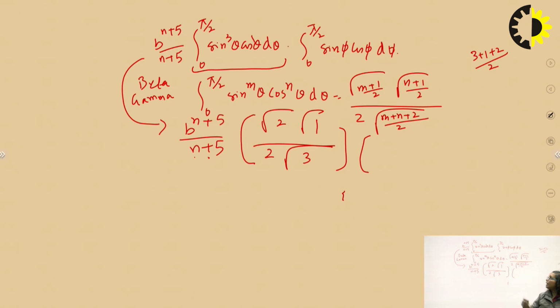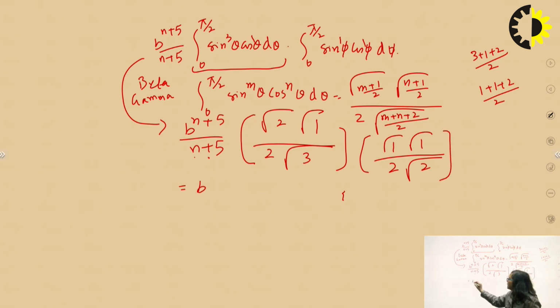Similarly, I can solve the second integral. Here m is equal to 1 and n is also equal to 1. Just put the values. When I put m equal to 1, it will become (1 plus 1) by 2, means gamma 1. Similarly, gamma 1 again. And the denominator will become (1 plus 1 plus 2) by 2, means 4 by 2, which is nothing but gamma 2. So now I can easily solve it. It is b to the power n plus 5 upon n plus 5. Gamma 2 is nothing but 1 factorial, which is 1. Gamma 1 is always 1.